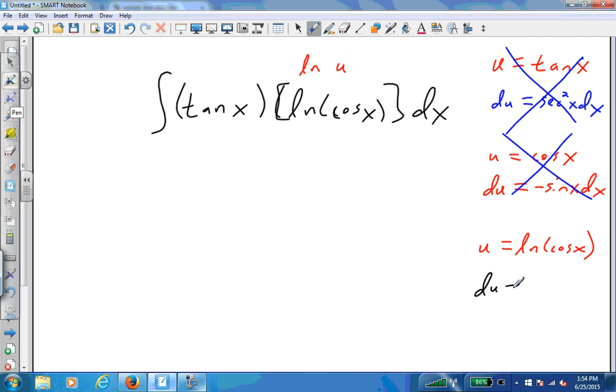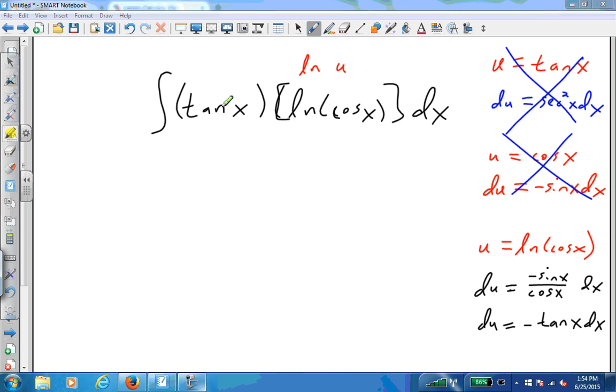So it doesn't look like that's going to work. So let's try this one. If u is natural log cosine x, then what's the derivative of that? So remember, the derivative of natural log, we put that u on bottom, the derivative of that on top. The derivative of cosine is minus sine and dx. Recall that sine over cosine, that's tangent. So bring the negative up front. That's tangent x dx.